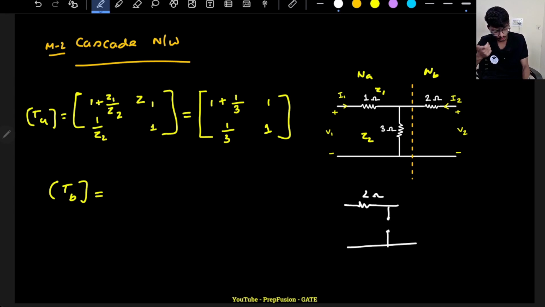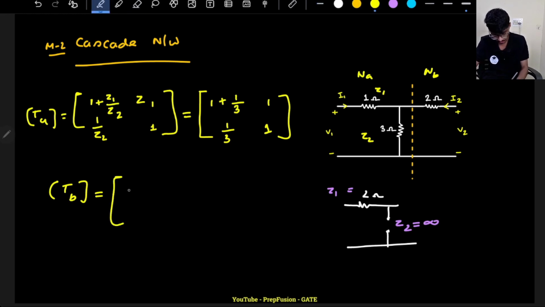So what I can say is that my ZB or Z2 is infinity in this case, because I have infinite impedance. That is what Z2 is. This is my Z1. So use the same formula. It will work. It will not break.